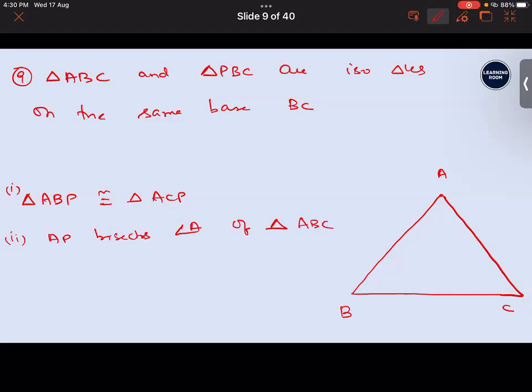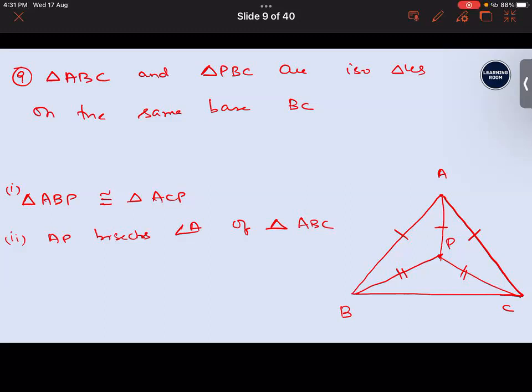So here they didn't mention anything about point P. They told that A and P are joined. When A and P are joined, what is happening? So if I take this point to be P, how do I proceed? What are we supposed to do? You need to prove that triangle ABP and triangle ACP are congruent. AB and AC are of the same length. Similarly, BP and PC are of the same length. And AP is common. Using the SSS criteria, you can say that these two triangles are congruent. Is it clear?